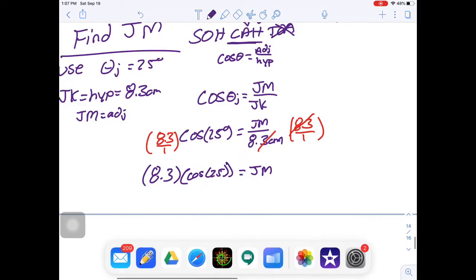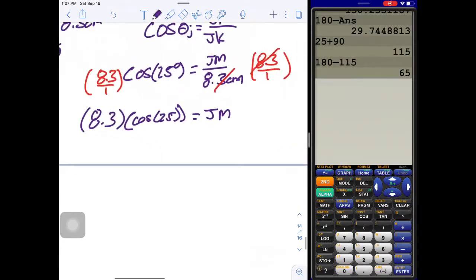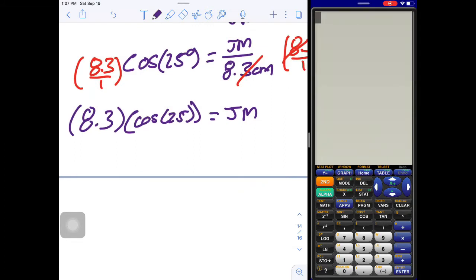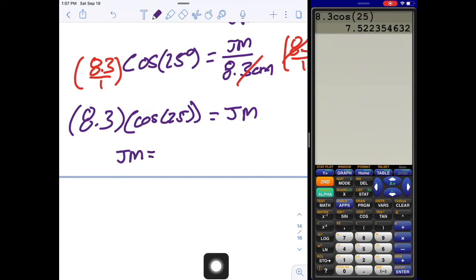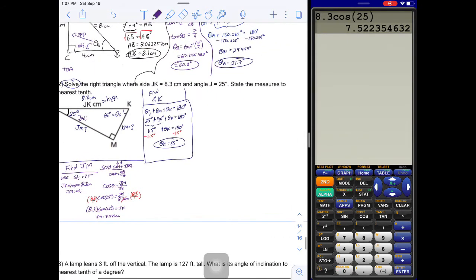Okay, so let's plug that into our calculator. Now remember, we're not solving for an angle, so we don't have to use inverse. We just plug it simply into our calculator. So this will be 8.3 times your cos button here and 25. So 8.3 times cos 25, and that gives me JM equaling 7.522 centimeters. And now what does it want us to round to?